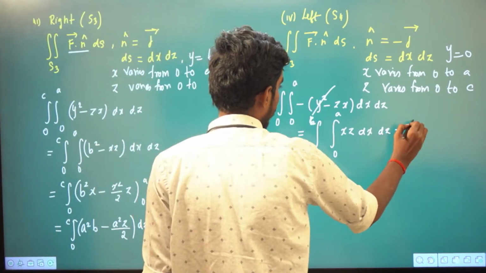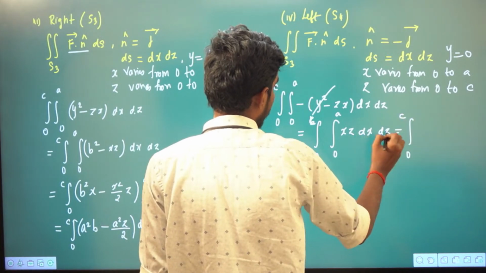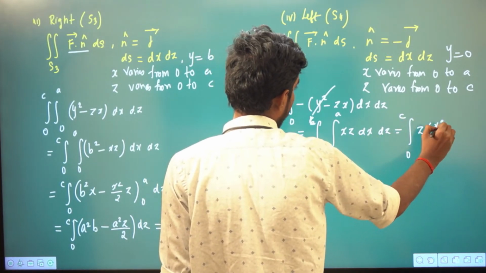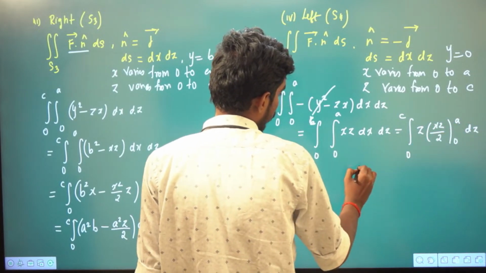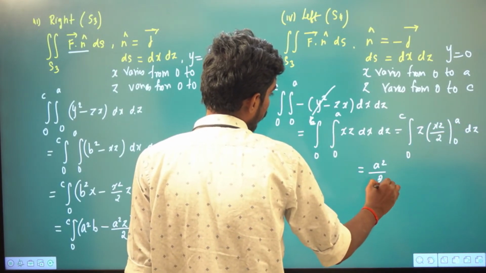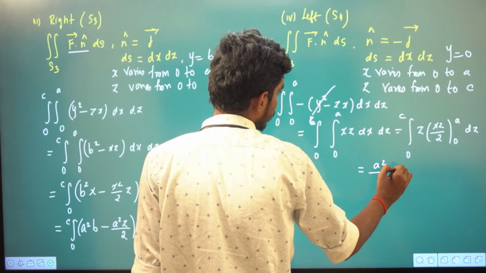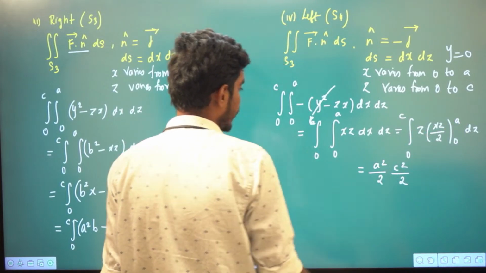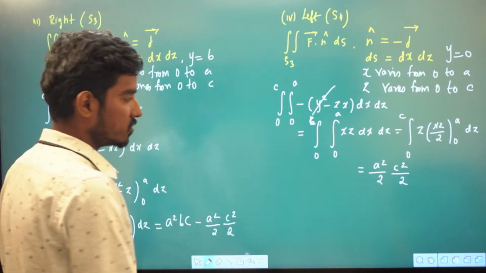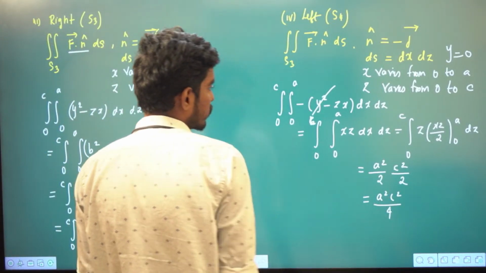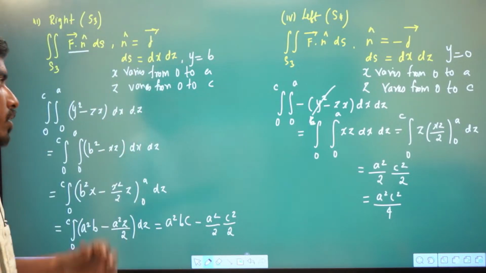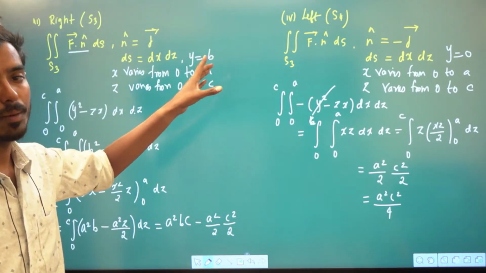So this will be integration of 0 to c, x square by 2 from 0 to a, dz. So this will be a square by 2. Integration of z dz is z square by 2, which is c square by 2. So we will have a square c square by 4 is your S4.